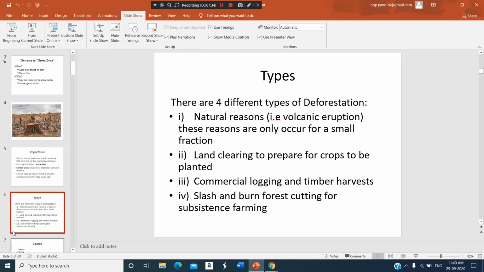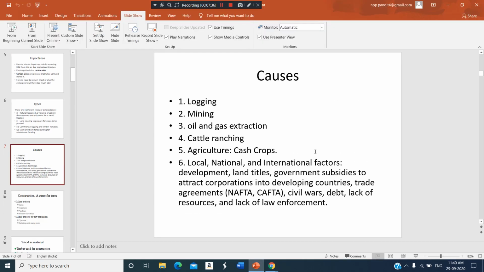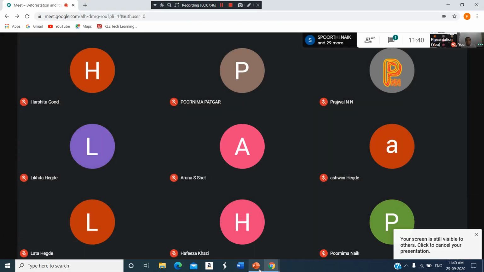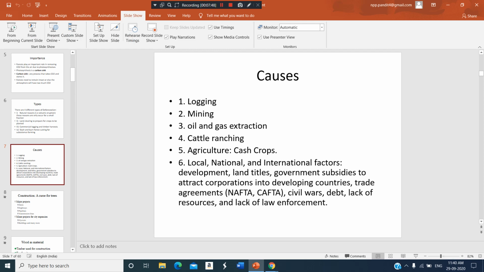But now also in some countries it is happening. Then apart from that there are other means. One is logging. What do you mean by logging? Cutting the trees. Or mining, of course, all of you know what is mining.